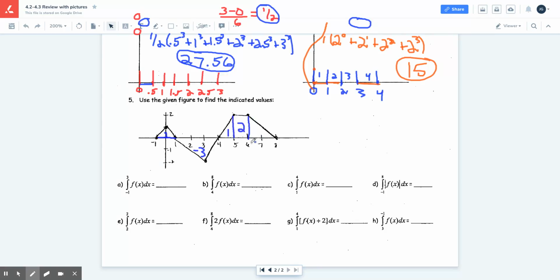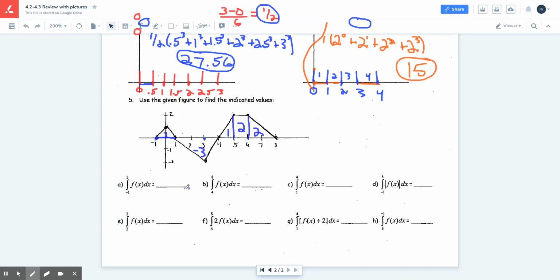Triangle, base is 2, height is 2, which is 4. Half of that is 2. Right? So the area, this is 1, negative 3, 1, 2, and 2. So now that that's done, we can go through and do each of these. Now for A, it says from negative 1 to 3. So what is it from here to here?